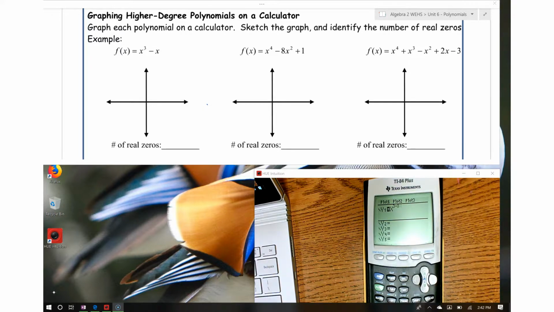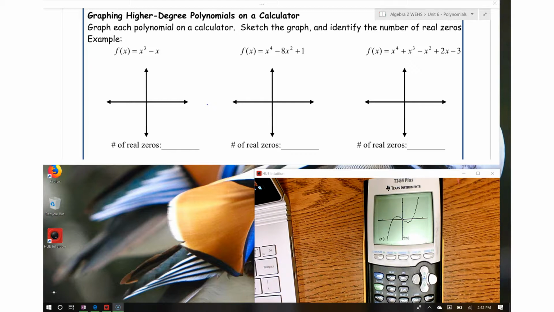minus x. And if you get that mistake, all you have to do is delete it and then scroll to the right. Then you have minus x. Go ahead and graph it. And if you want to zoom in, just press zoom and then zoom in, and press enter. And that's a better sketch.